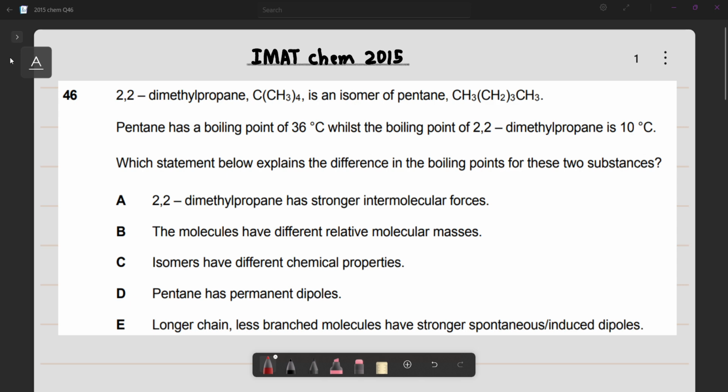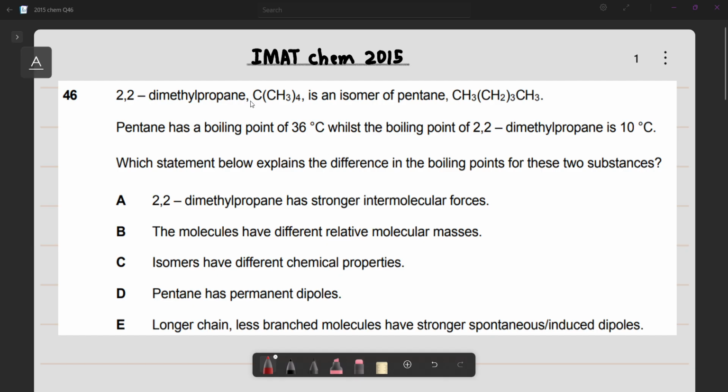Okay, welcome back. This is chemistry question 46 from IMAT 2015 past paper. So I'll be solving this question with all explanation. So it says 2,2-dimethyl propane is an isomer of pentane.